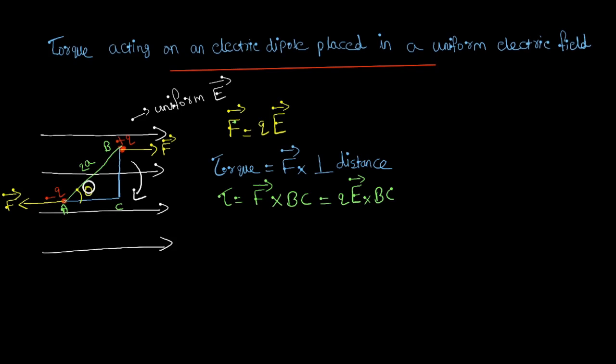If we take this angle as theta, then what is sine theta? Sine theta is equal to opposite side by hypotenuse. Here the opposite side is BC. The length of this dipole is 2a, so the hypotenuse is 2a. Then sine theta is equal to BC divided by 2a. So BC is equal to 2a sine theta.